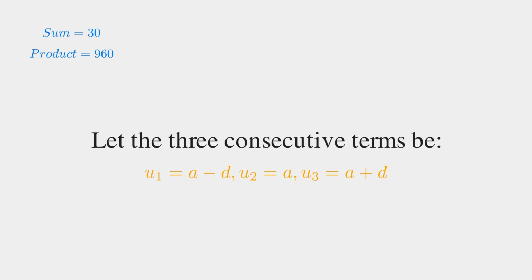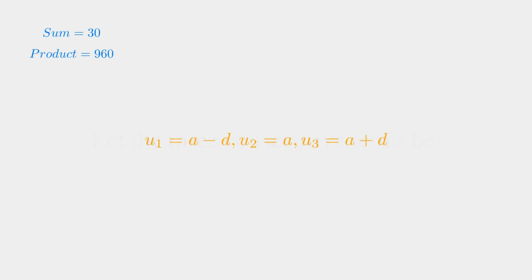We can do that because the common difference is d. If you subtract a minus d from a, you get d. And if you subtract a from a plus d, you still get d.